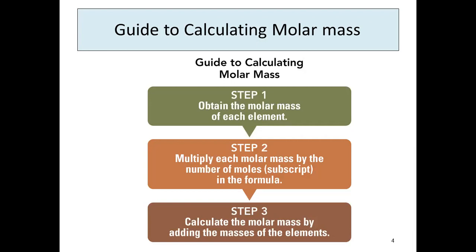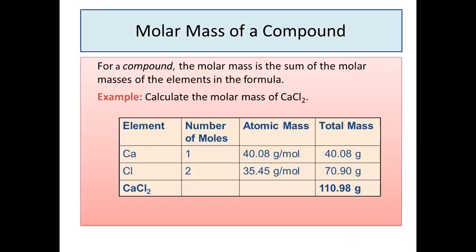For example, CaCl2. So calcium has 1 mole while the chloride ions are in 2 moles given as the subscript in the formula of CaCl2. In step 3, calculate the molar mass by adding the masses of all the elements. And the cumulative calculation will give the molar mass for that particular compound or element. For example, we can calculate the molar mass for calcium chloride compound. The molar mass is the sum of molar masses of all the elements in the formula.